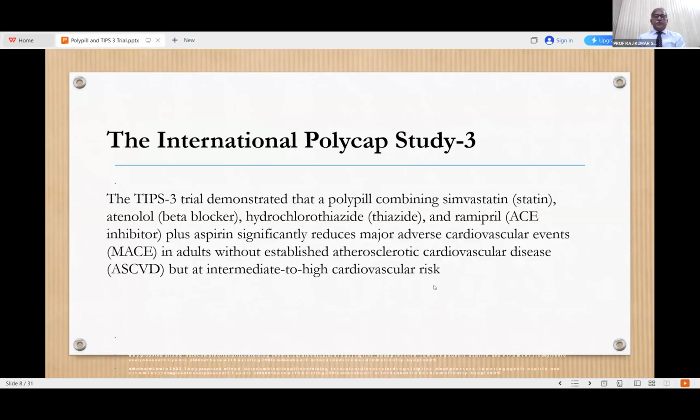The International Polycap Study, that is the TIPS-3 trial, demonstrated that the polypill combining statins, beta blockers, thiazides, and ACE inhibitors plus aspirin significantly reduced major adverse cardiovascular events in adults without established atherosclerotic cardiovascular disease. This is the point to be noted: this study was conducted on patients who do not have established atherosclerotic cardiovascular disease, but are at intermediate to high cardiovascular risk.